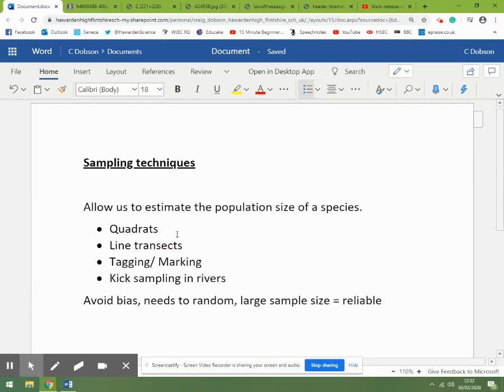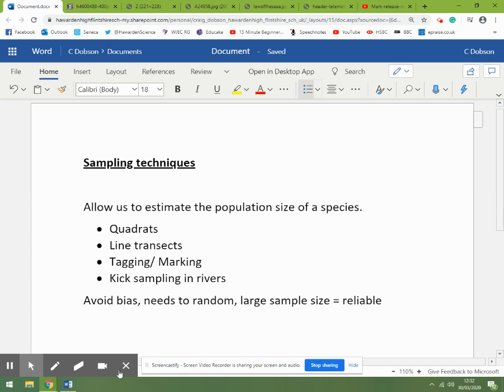Now the good thing with plants is they stay still, so it gives us more time to actually collect our data. The problem with animals is they move. They move from place to place, so we're not going to get a very accurate estimate of the population. Animals will move into an area, they'll move out of an area, they'll be very, very hard to count. Even some slow-moving animals like snails. So we tend to use a couple of techniques for investigating plant populations and a few techniques for monitoring animals.